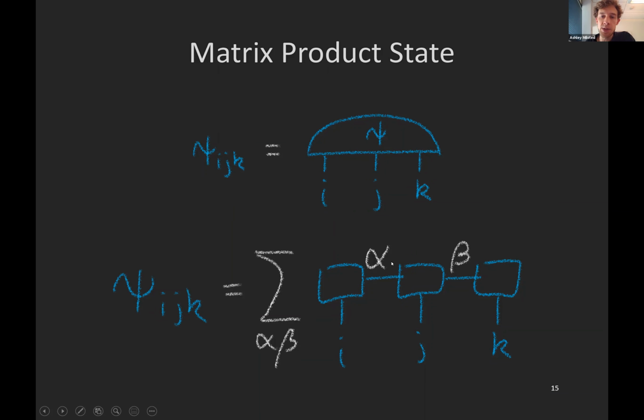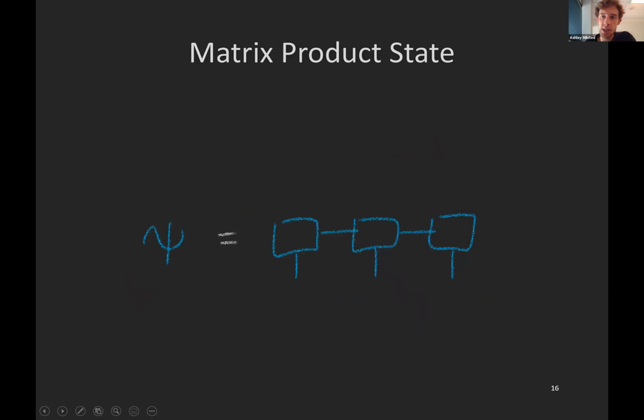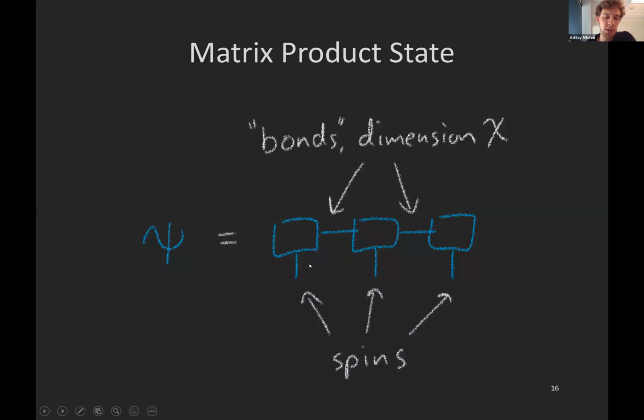And depending on the dimension of these bonds, we can represent different classes of states. And if you allow the bonds to have arbitrarily high dimension, you can represent any state in this format. So that's a matrix product state. I mentioned that these are called bonds, and the dimension I'm going to denote with the letter chi. These physical legs, as a reminder, these legs going vertically are the physical indices of the system. They represent the spins. And it's worth pointing out that computations with matrix product states typically have a time cost of order chi cubed, because they mostly just involve chi by chi matrix multiplications.